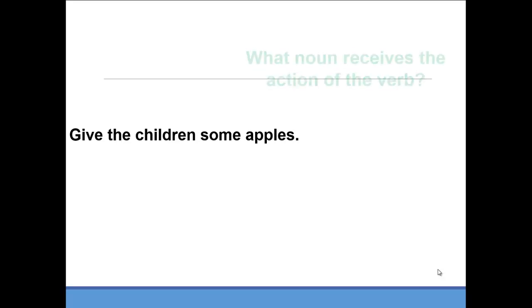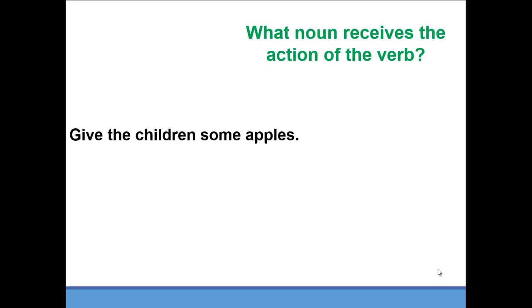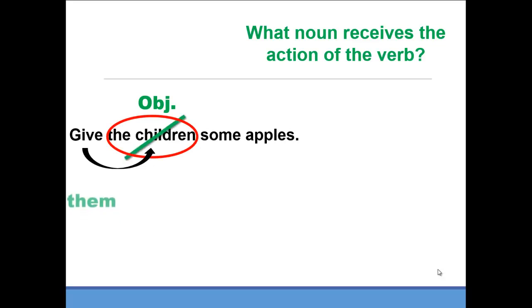Another example, give the children some apples. Whom would I give some apples? The children. So what noun receives the action of the verb? The children. So the children is the object. What word can we replace the object with? We can replace this word with the pronoun them, and the sentence is gonna be give them some apples. So them is an object pronoun.